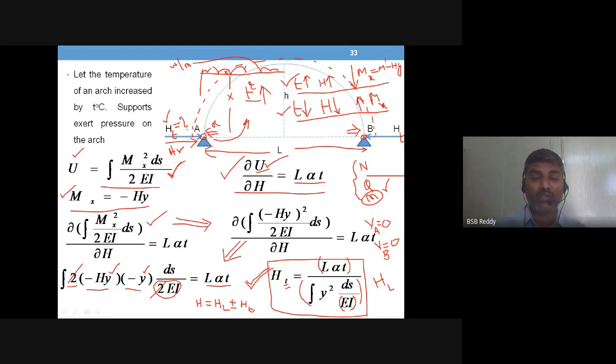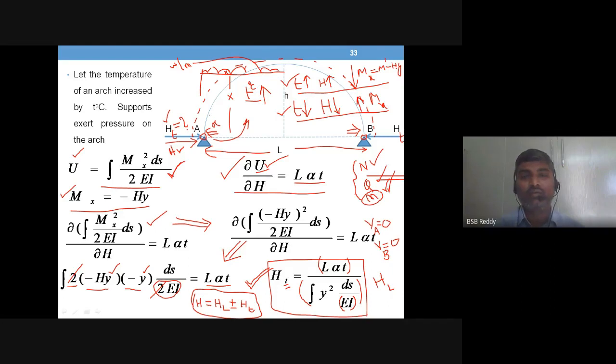You have to use plus when temperature is rising. Okay, you have to use minus when temperature is reduced. So this is how you find the final H value, and all remaining calculations, once you find the H value, and how to find N, Q and M anywhere in the arch, are going to be very similar to taking a section and working out with the earlier derived formulas. Okay, so this is how we estimate the temperature change effect in the case of two-hinged arches.